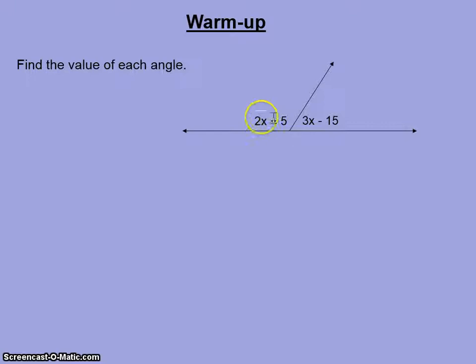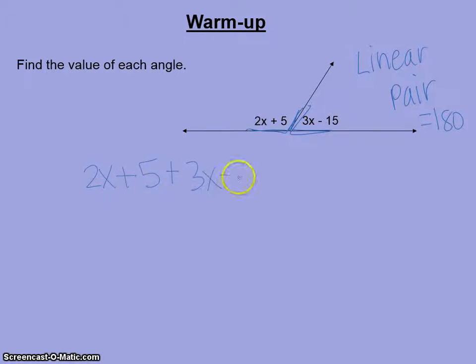So if we need to find the value of each angle, what we need to recognize is that this is a linear pair. And we know that linear pairs equal 180 degrees. So this angle here and this angle here together create a linear pair. To set up the equation, we will take 2x plus 5 plus 3x minus 15 equals 180. Now we just have to solve like a normal equation.